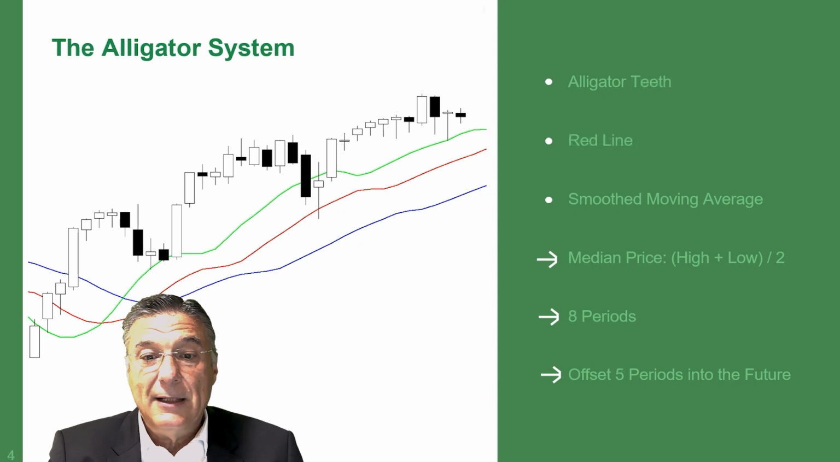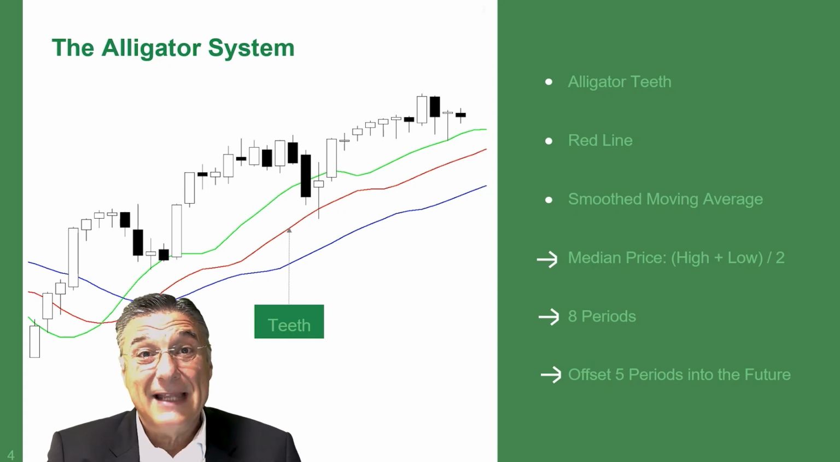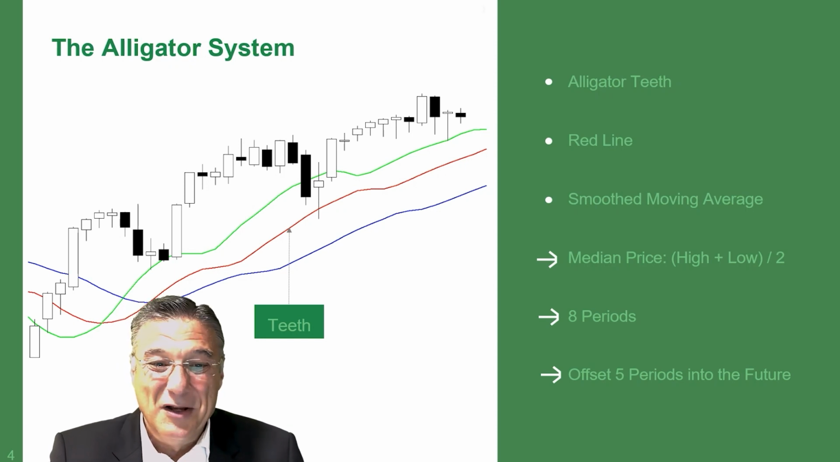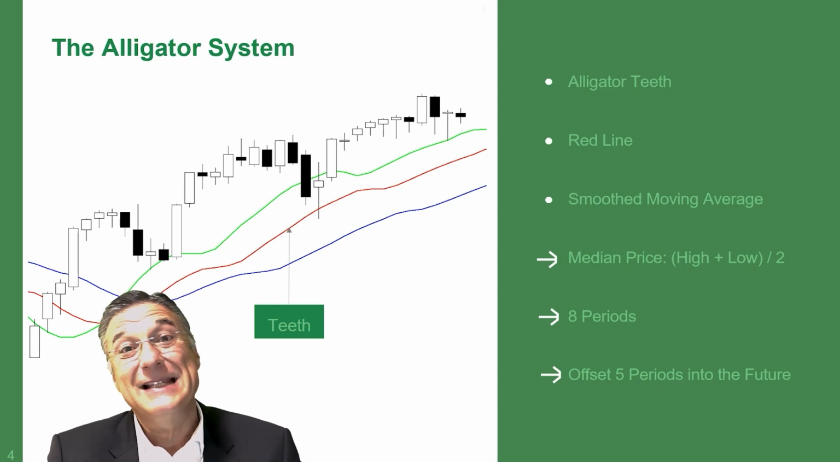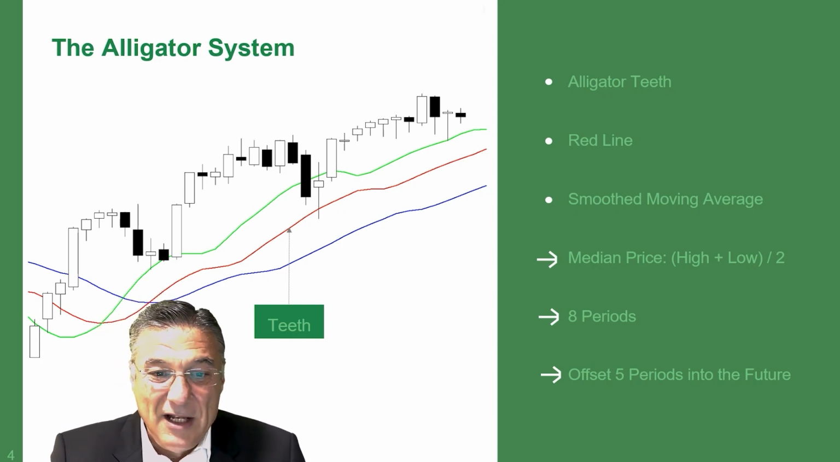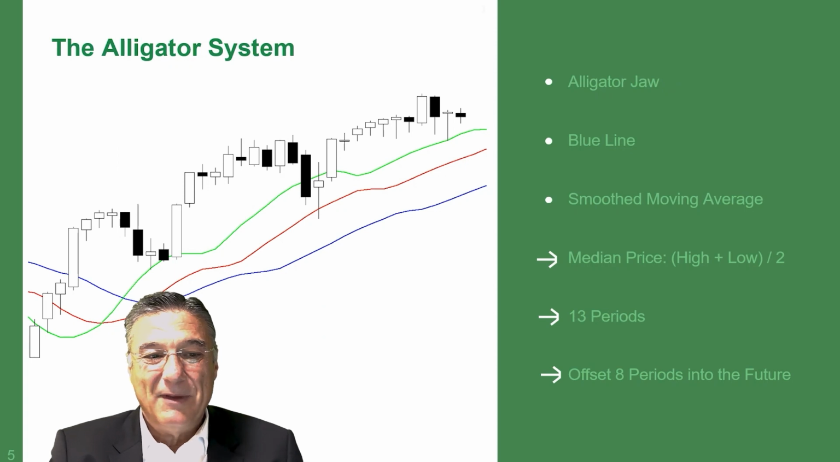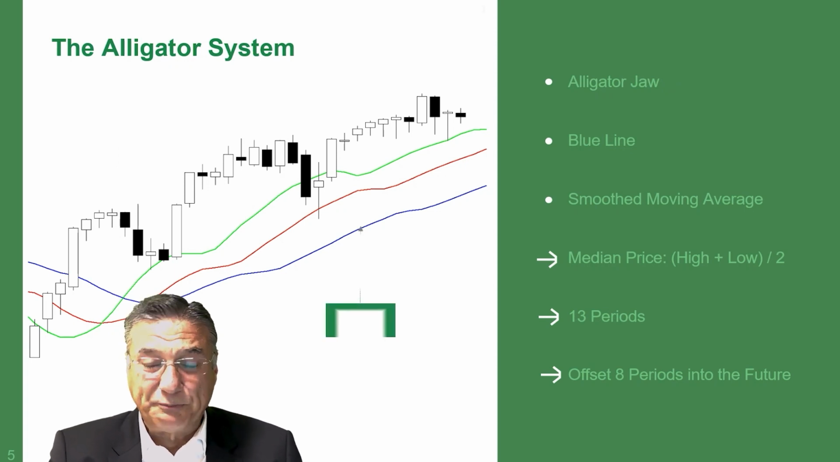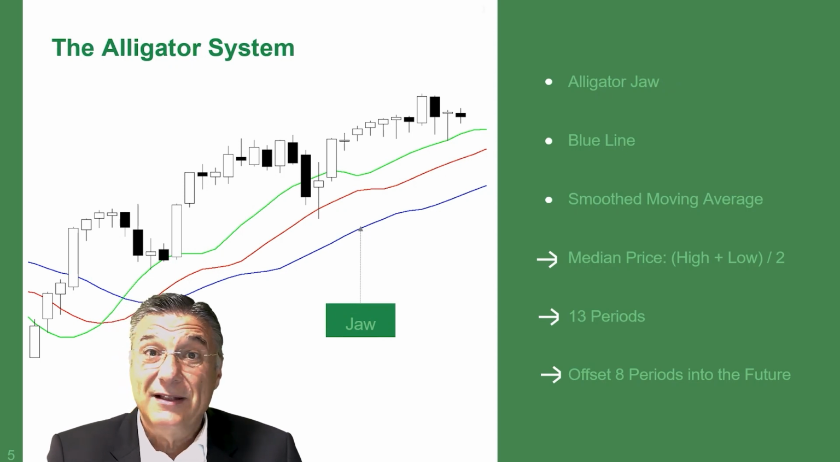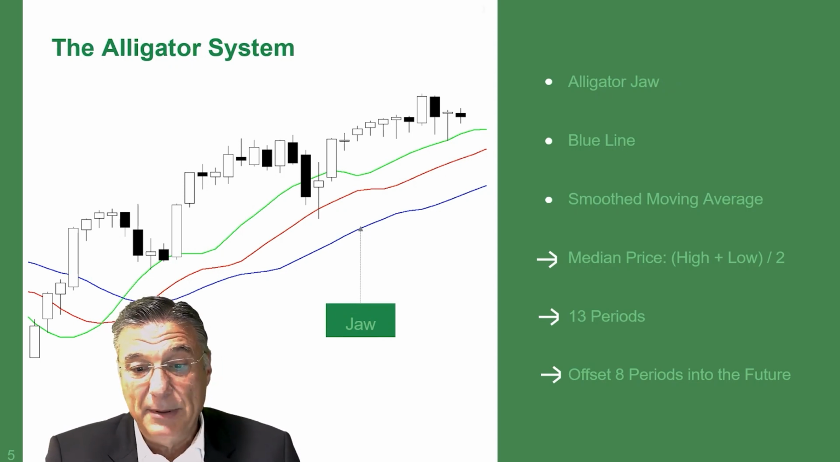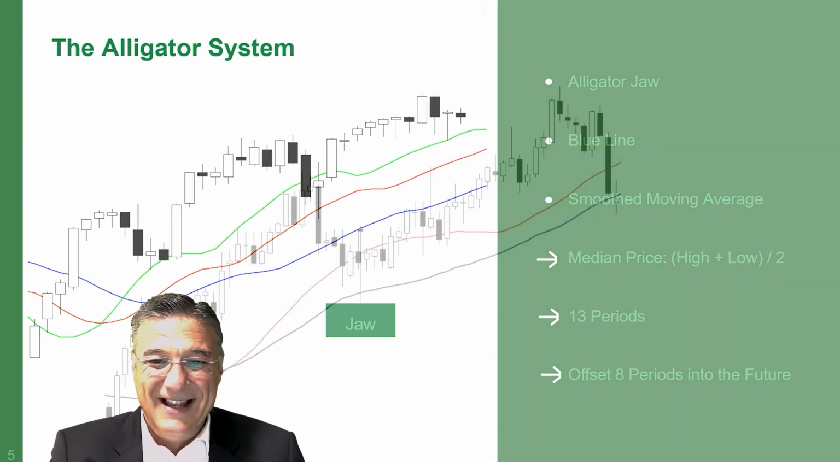Now, the alligator teeth, the red line, again, is a smooth moving average of the median price of the last 8 periods with an offset of 5 periods into the future. Once again, the red line extends to the right of the last candlestick, and it extends 5 periods to the right. Excellent. And now the blue line, the alligator jaw, it's a smooth moving average of the median price. Now it's 13 periods with an offset of 8 periods into the future.